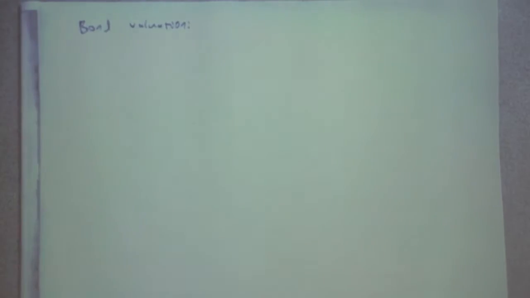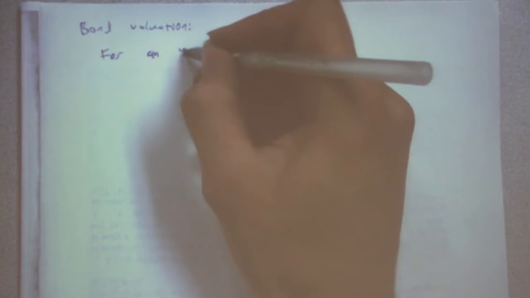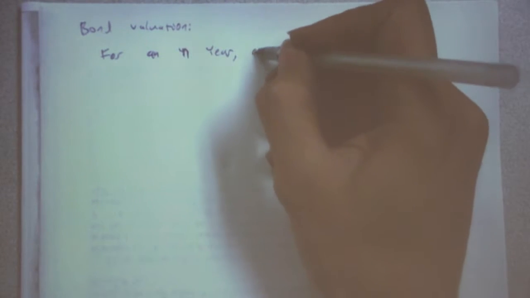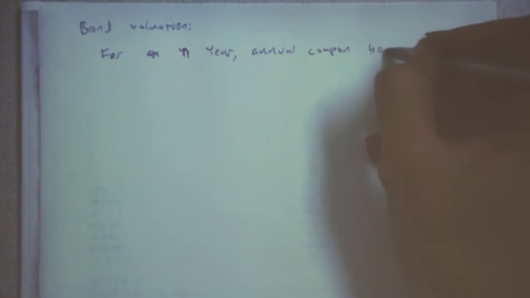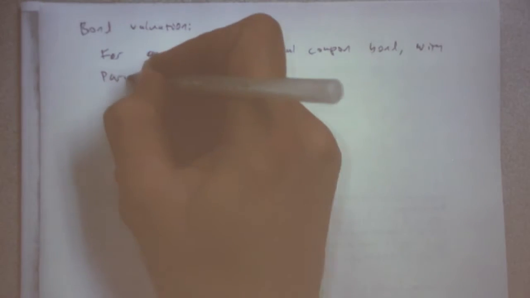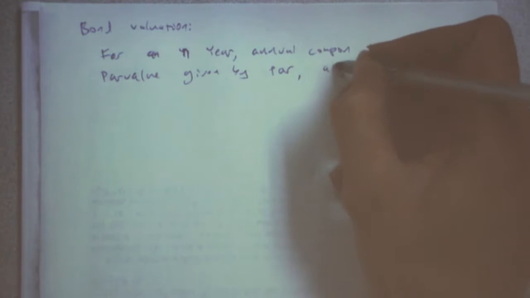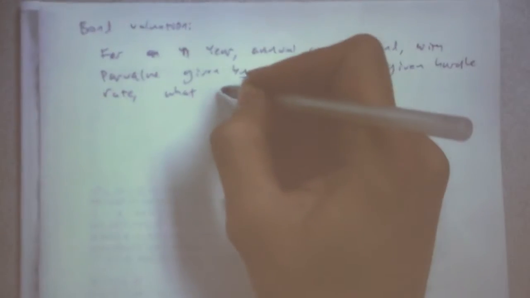So, bond valuation. It says nothing more than this: for an end-year annual coupon bond with a given par value, at a given hurdle rate, what price should I pay for the bond today?